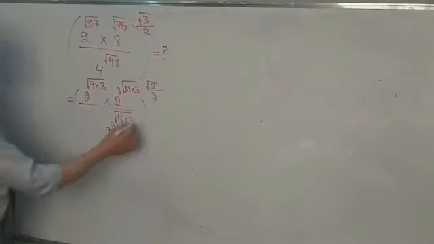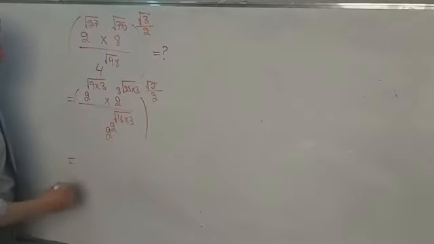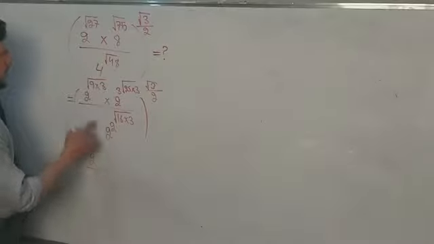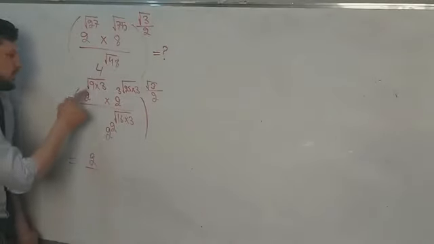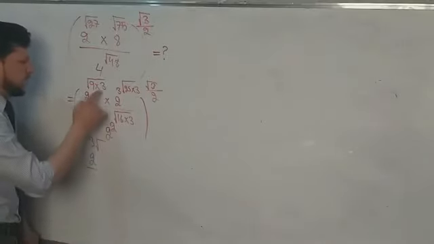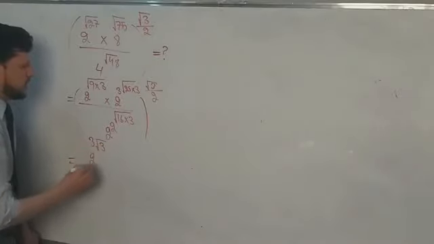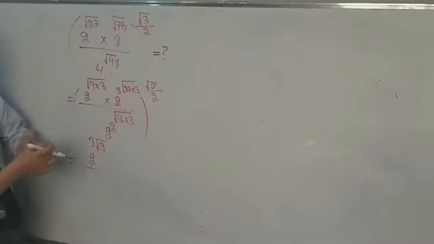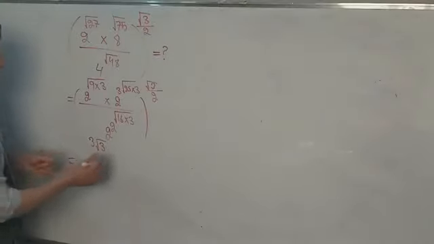So, let's simplify this. 2 to the power of... okay, you know the square root of 9? Yes, you know the square root of 9 is 3. And the square root of 3 is a decimal number, so it doesn't have an exact square root if you simplify it.